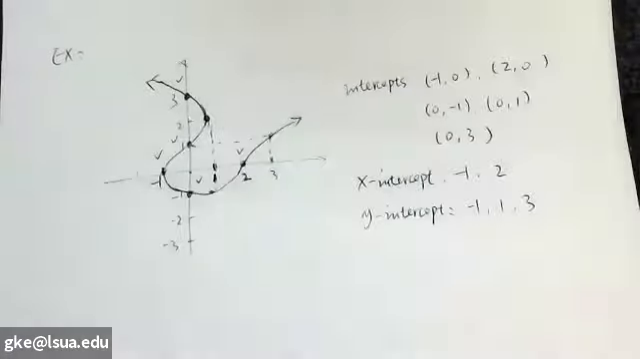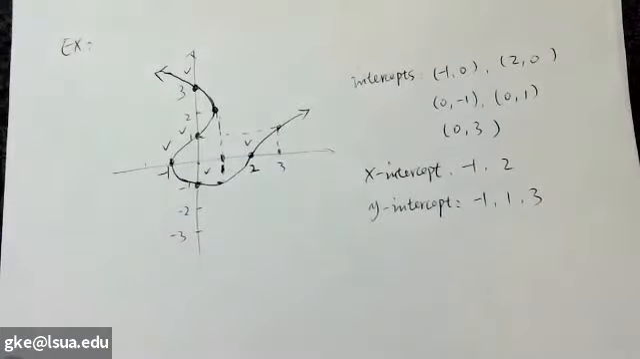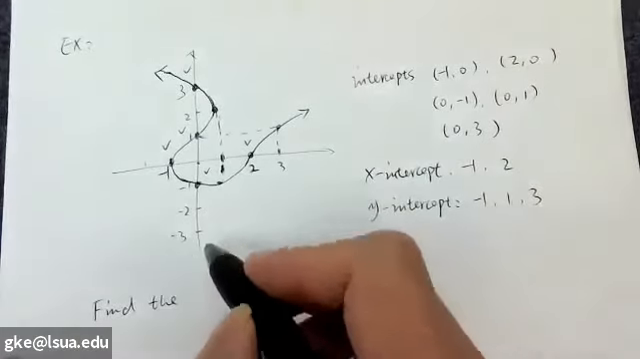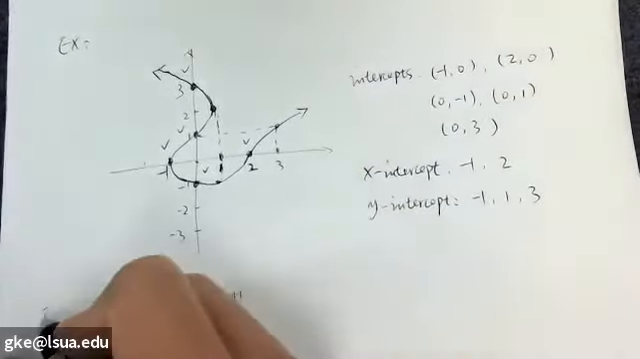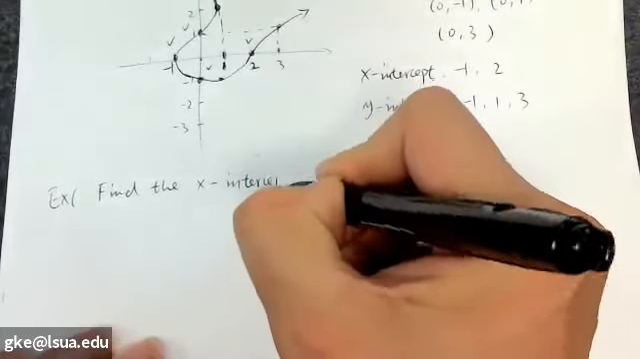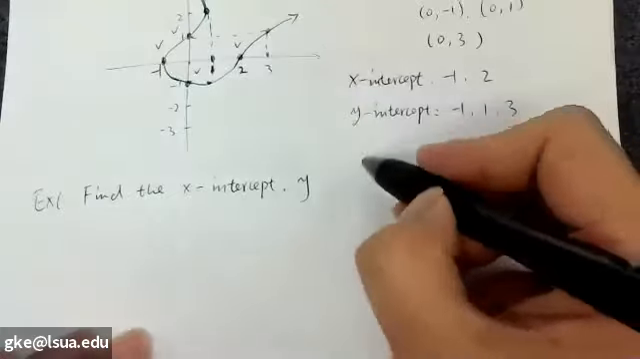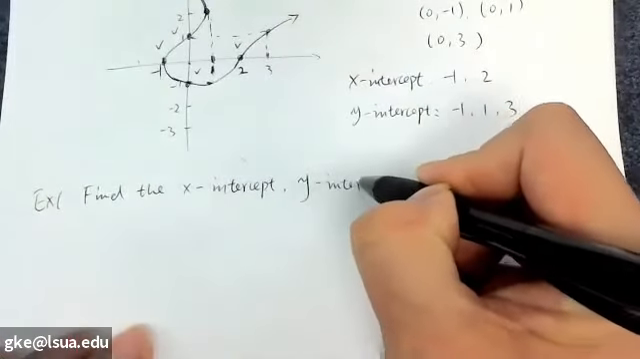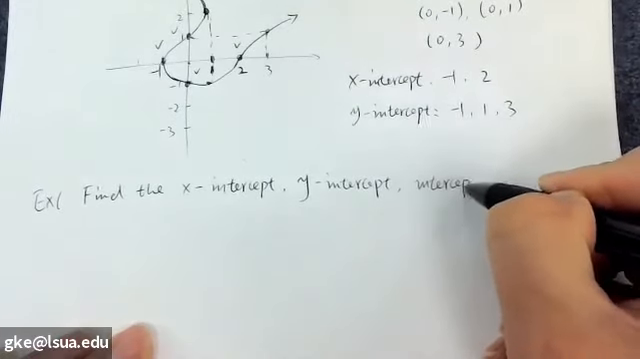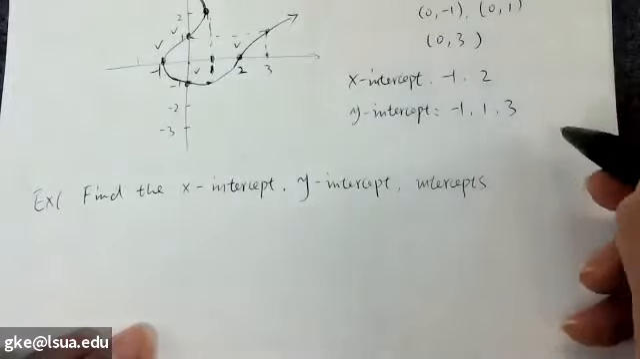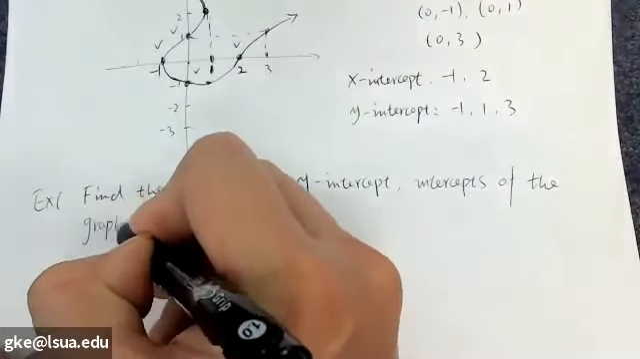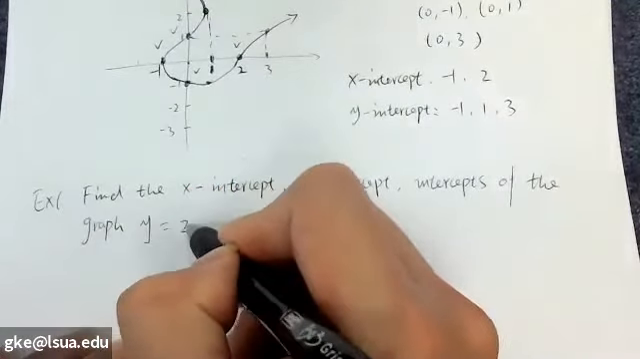For example, find the x-intercept, y-intercept, and the intercepts of the graph y equals 2x minus 1.